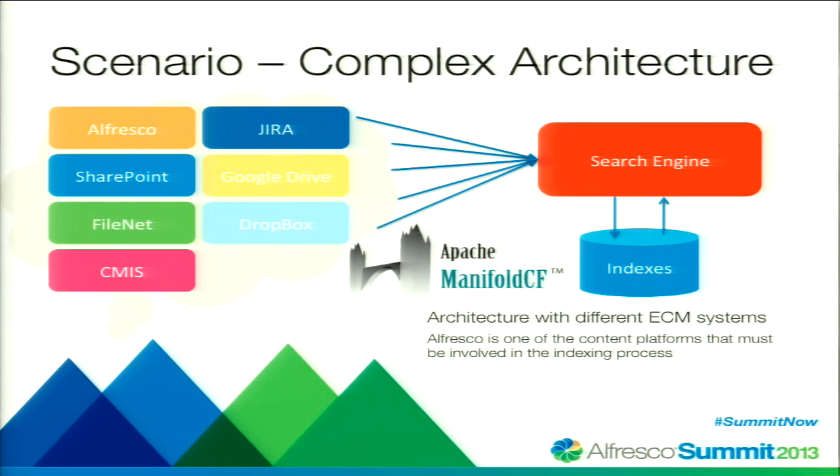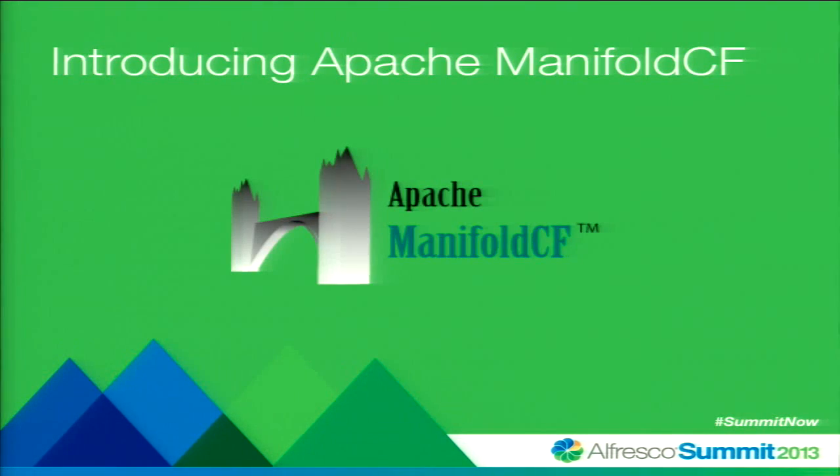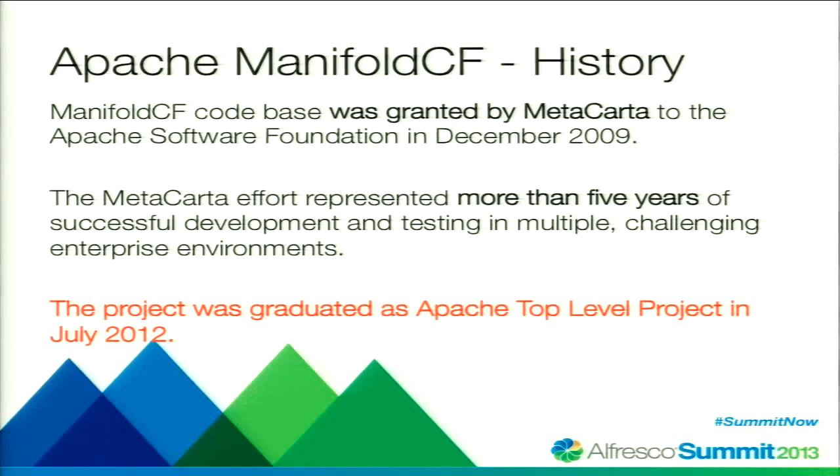So we have Apache Manifold, which is a crawler that allows us to crawl all the content repositories, get content, and synchronize and create indexes for any search engine. This is the goal of Apache Manifold. Apache Manifold is an open source project of the Apache Software Foundation. Now it is a top level project from last year.